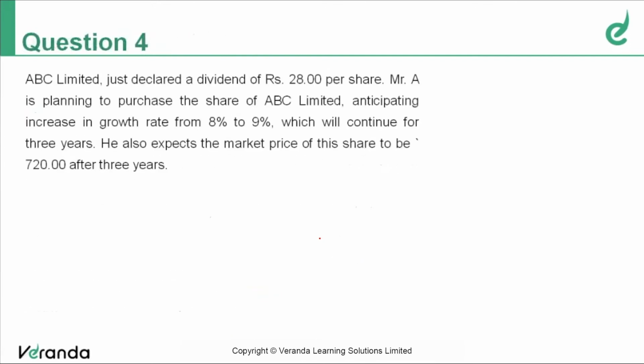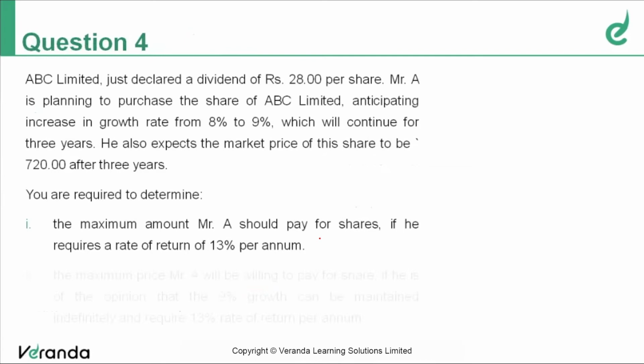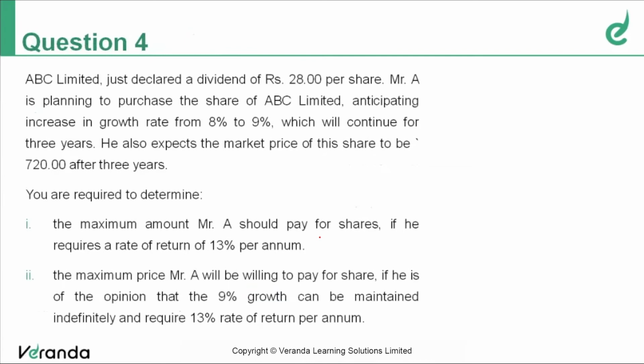Now question number 4. One of you please read out question number 4. ABC Limited just declared a dividend of rupees 28 per share. Mr. A is planning to purchase the share of ABC Limited, anticipating an increase in growth rate from 8% to 9%, which will continue for 3 years. He also expects the market price of this share to be 720 after 3 years.